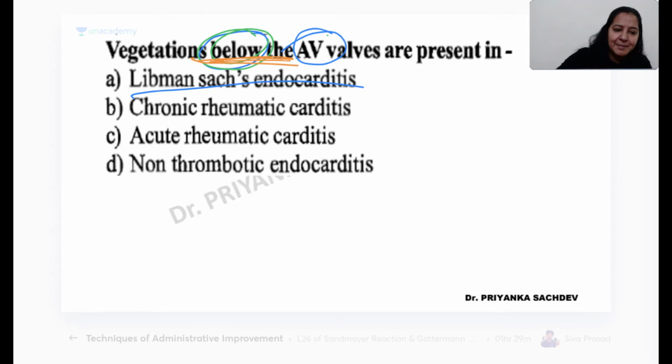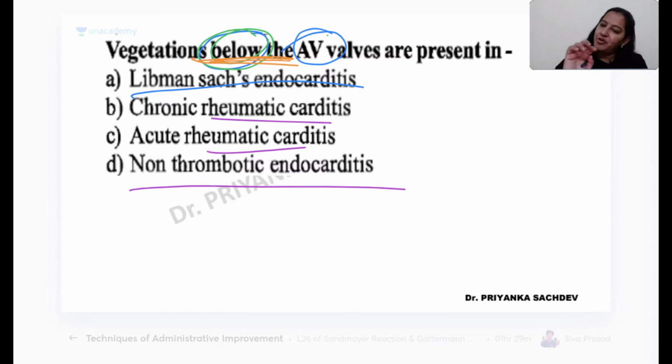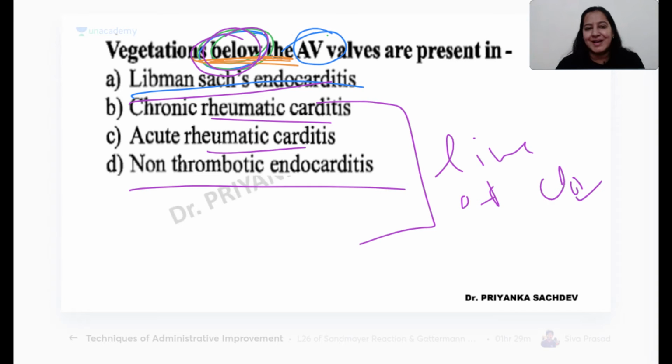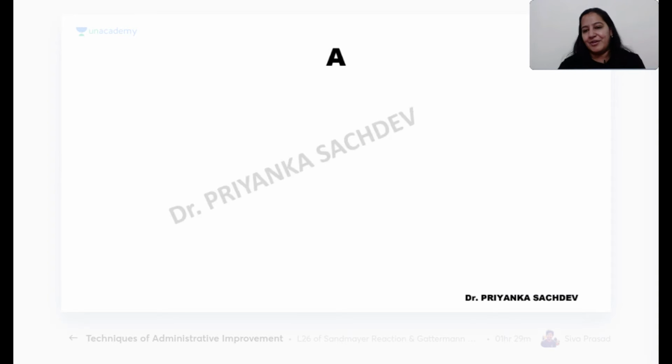So the other options are NBTE. In NBTE, it is along the line of closure, and in rheumatic, whether it is acute or chronic, it is always along the line of closure. So in the rest of the 3 options, it is along the line of closure. It is not on the upper surface, not on the lower surface, it is only at the line of closure. In Libman-Sachs it is on both surfaces, so the lower surface also comes in. So below is the correct answer here. That was the trick in the question.